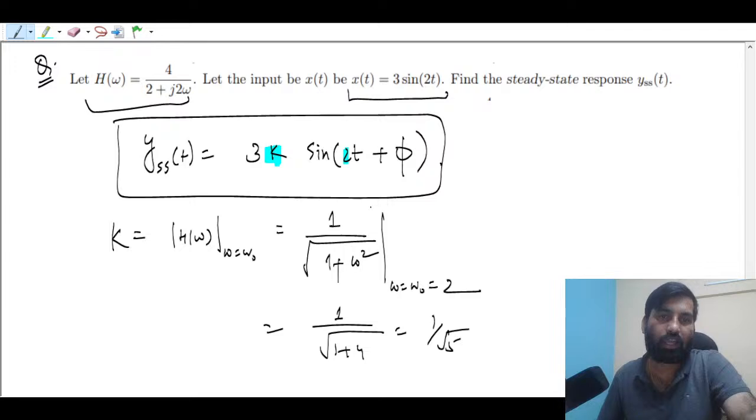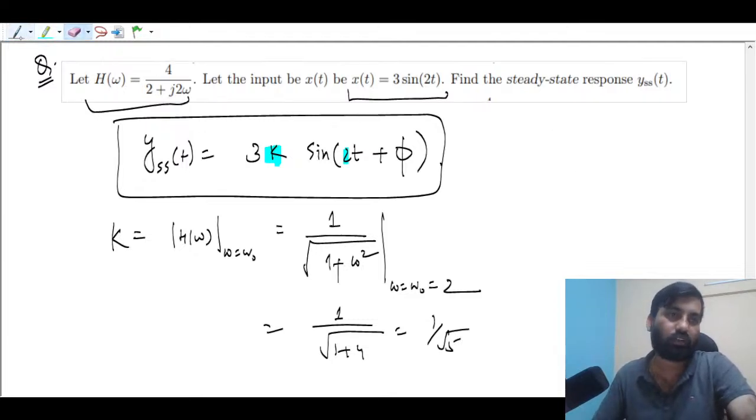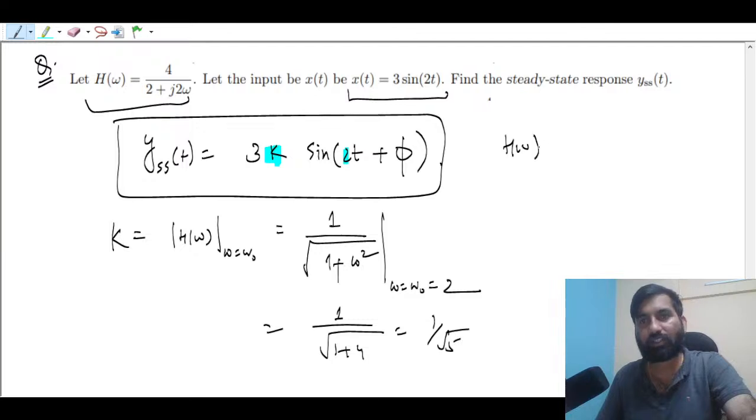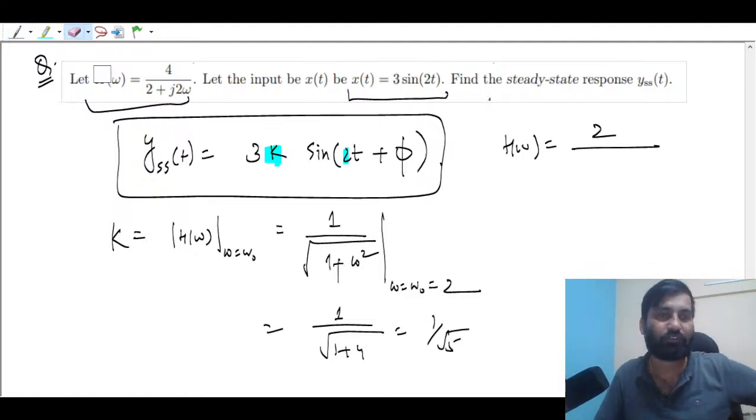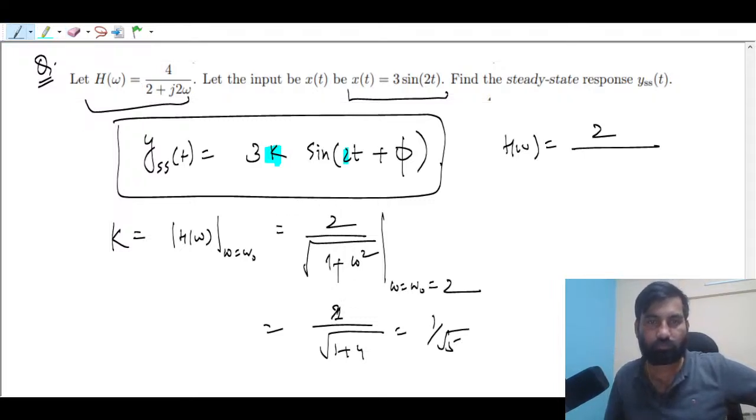Okay? And the phase you can find out. Phase is nothing but what? Tan inverse minus tan inverse, right? Because what is H of omega given? You can just forget this 4, so you just write 2 here. I think there should be 2 as well. I forgot 2, right? So you have to write 2 here. This is 2, right? Because 2 cancelled. And this is 1 plus j omega.